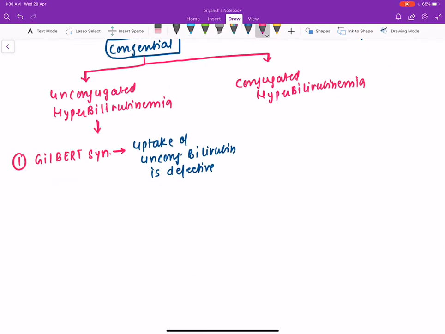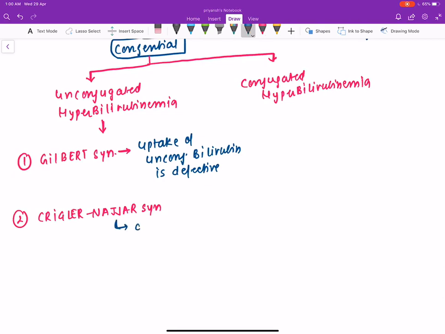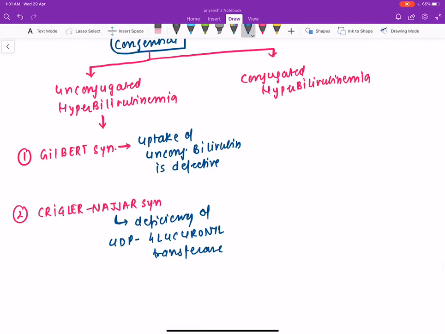And the second condition is Crigler-Najjar syndrome. What is happening in Crigler-Najjar syndrome is there is deficiency of UDP glucuronyl transferase. There is deficiency of this enzyme, so the conjugation cannot occur and there is increased amount of unconjugated hyperbilirubinemia. See, the treatment of Gilbert syndrome is we use phenobarbital.